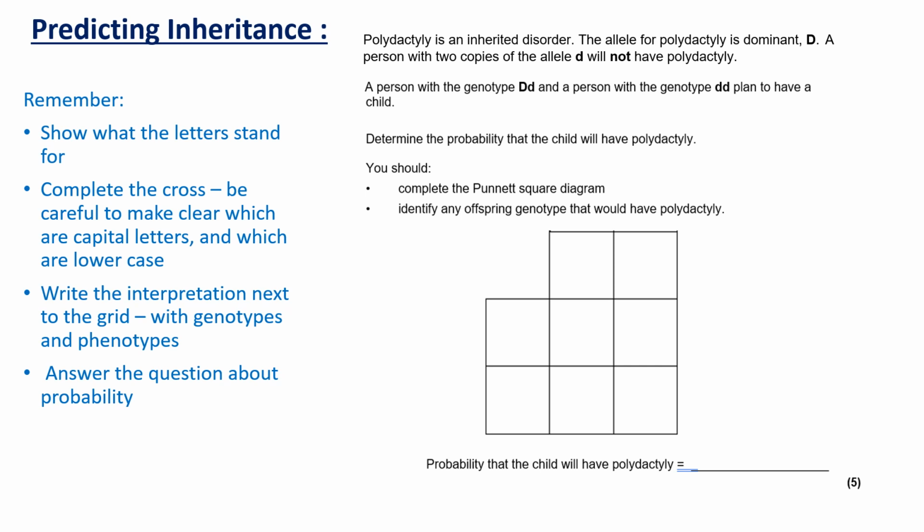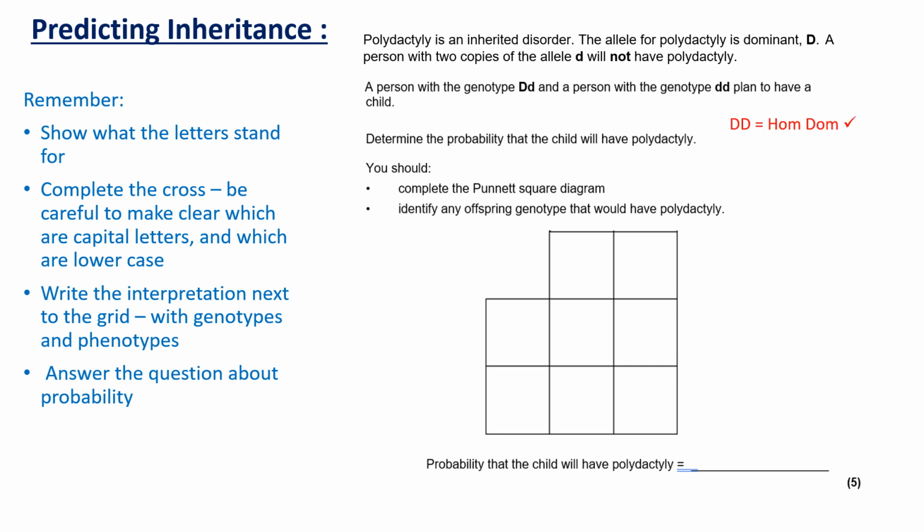This question here is about polydactyl, which is an inherited disorder, and it tells you outright that it's carried on the dominant allele and that capital D is the letter you should use to represent the condition. The question then asks you to complete the Punnett square, so make sure you fill that in fully and then identify any offspring and the genotype that would have polydactyl.